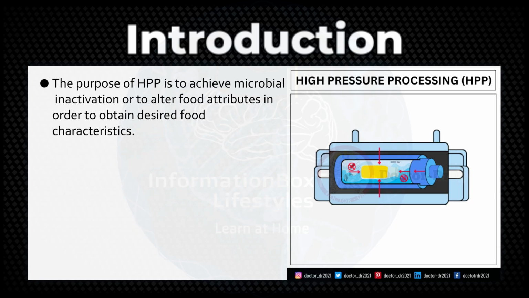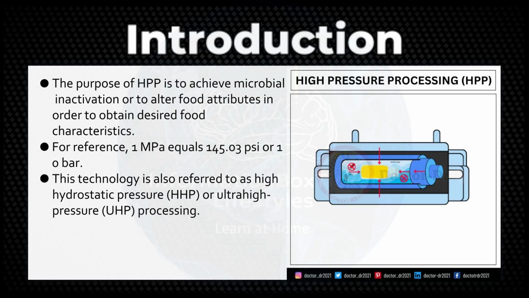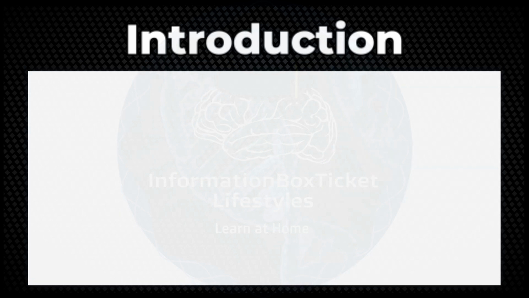The purpose of high-pressure processing is to achieve microbial inactivation or to alter food attributes in order to obtain desired food characteristics. For reference, 1 megapascal equals 145.03 pounds per square inch or 10 bar. This technology is also referred to as high hydrostatic pressure or ultra-high-pressure processing.